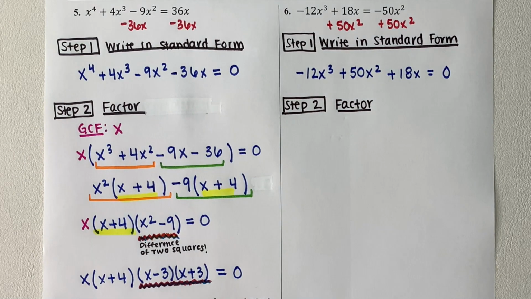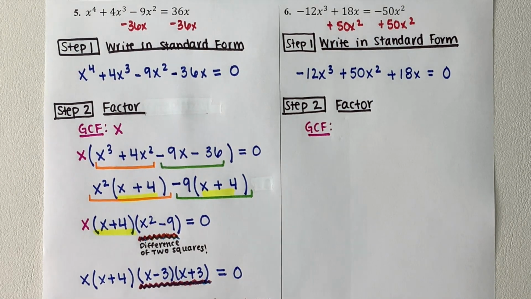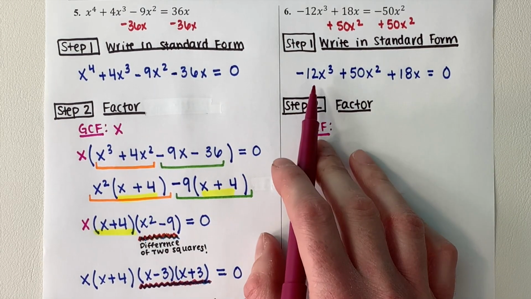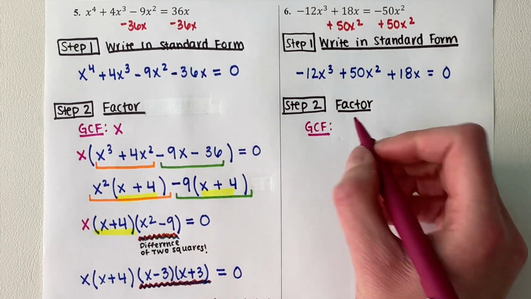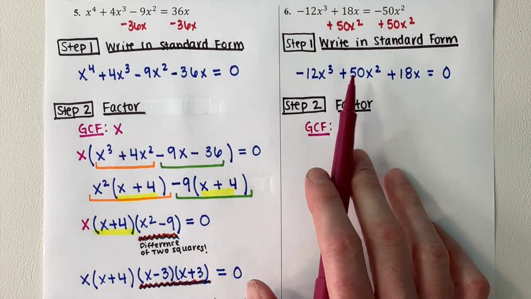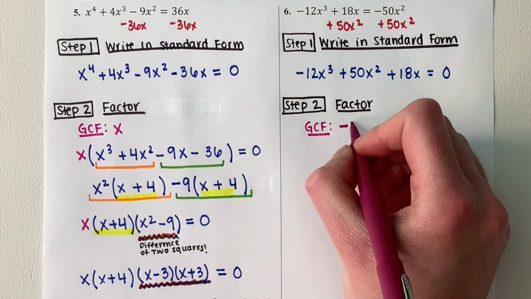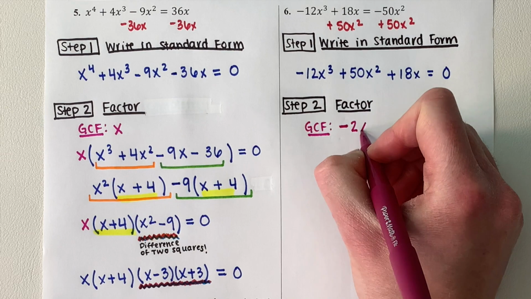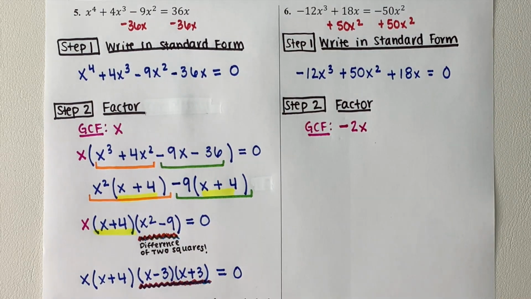The first step in any factoring problem is to check for a greatest common factor. Notice the first term, in other words, the term with the highest exponent, is negative. When that's the case, our GCF must be negative. The largest number that multiplies into 12, 50, and 18 is 2, and x also multiplies into all 3 of these terms. So our greatest common factor is negative 2x.